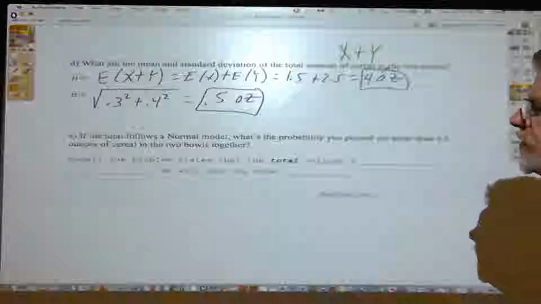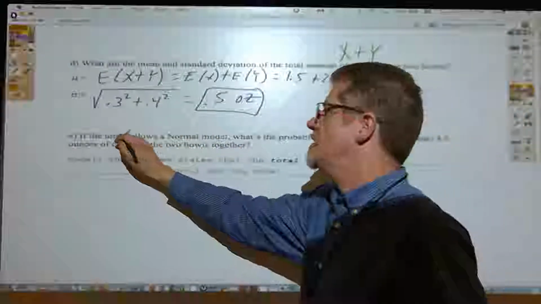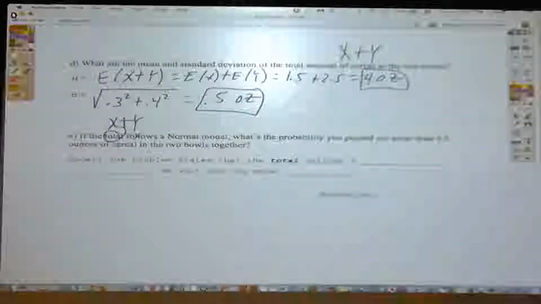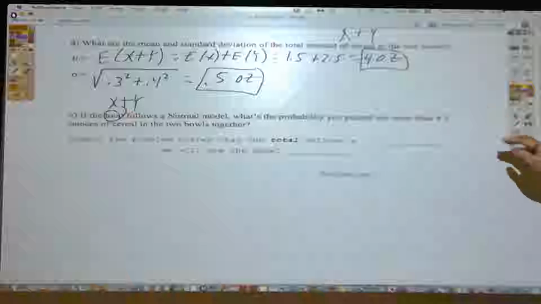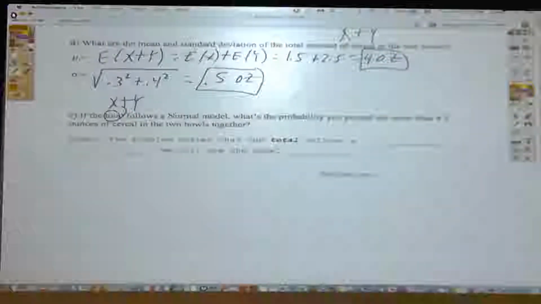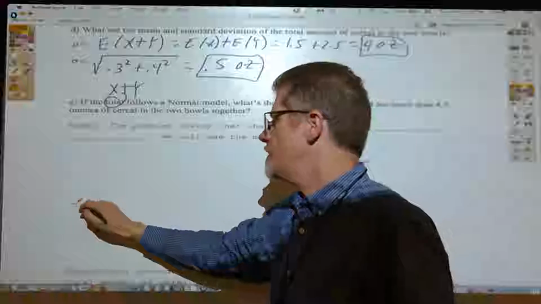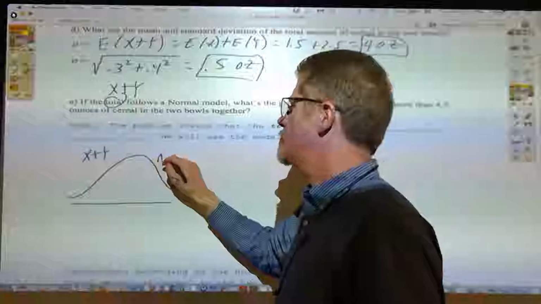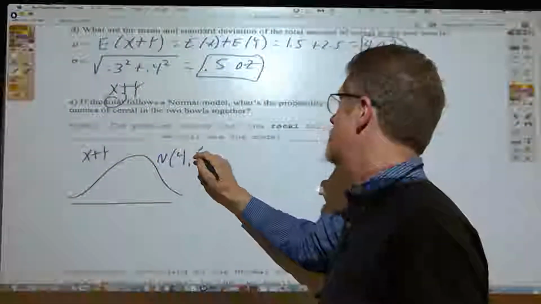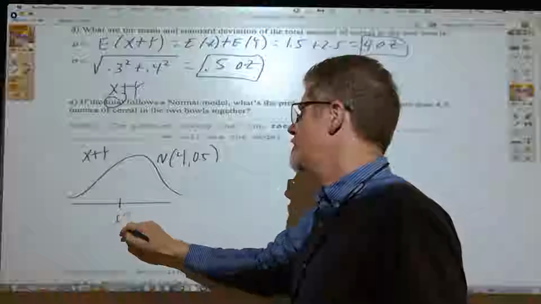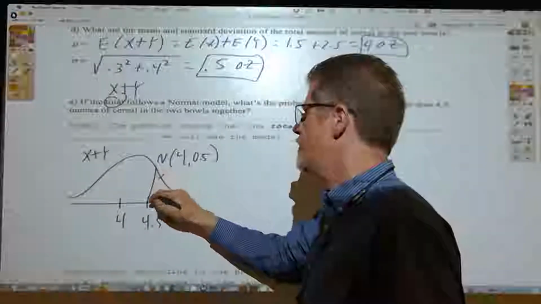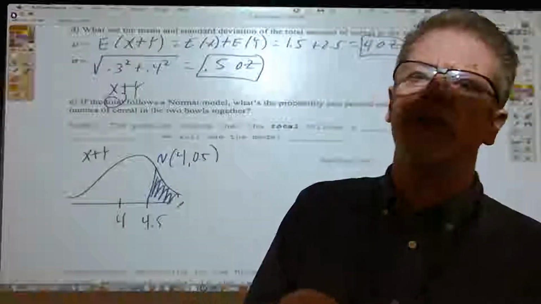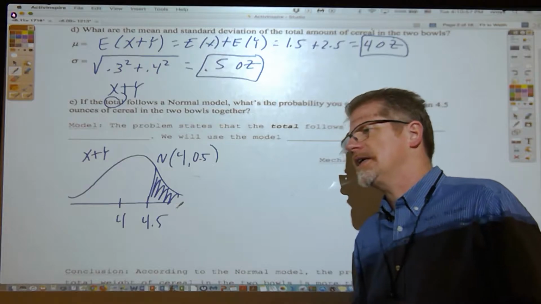Part E, if the total of the 2 bowls, so by the total they're referring to X plus Y, follows a normal model, what's the probability that you poured out more than 4.5 ounces? We're expecting 4. In the 2 bowls together, what's the probability that this distribution for X plus Y, which is a normal model with a mean of 4 and a standard deviation of 0.5, what's the probability that we pour out a total of more than 4.5 ounces? At this point, I hope that you would press pause on the video, try to work this one out on your own, and then come back to see how you did.